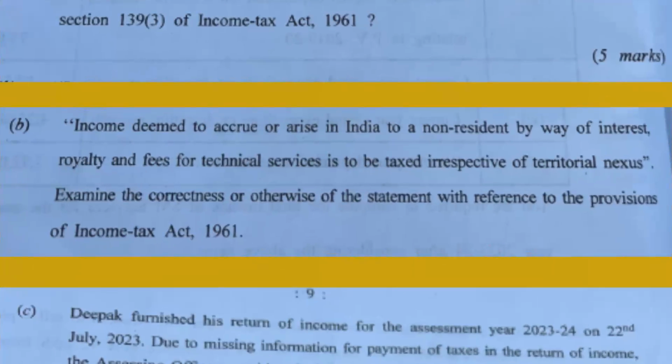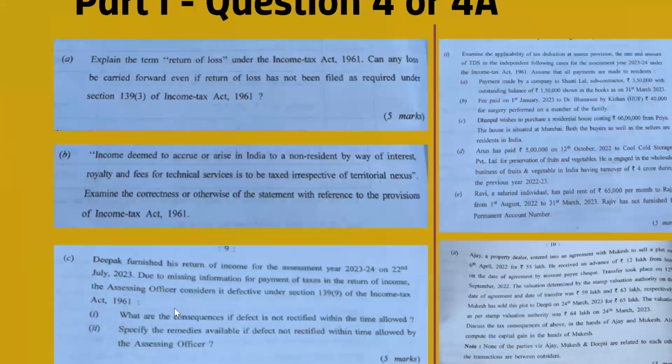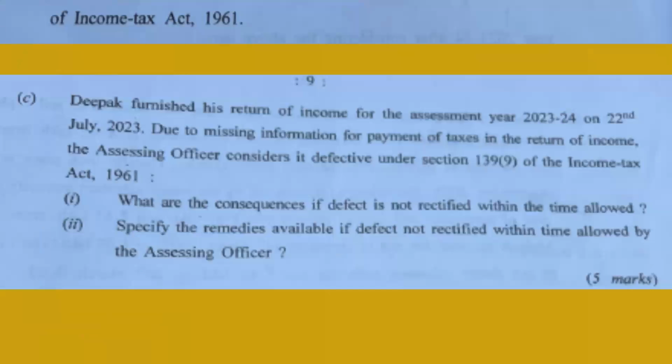Those of you who would have learned this would have got 5 marks out of this. Again, small theoretical questions. And then here, there's a return of income. Again, defective return, what has to be done, how many days the time will be there. If it is not done, what happens, whether it will be further extended, a small provision.